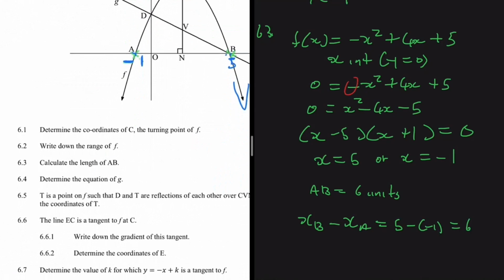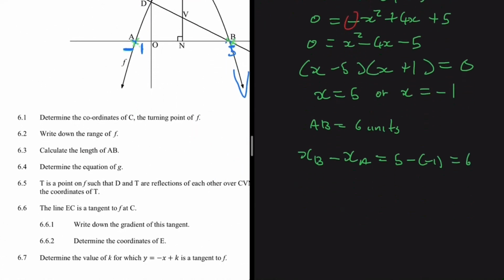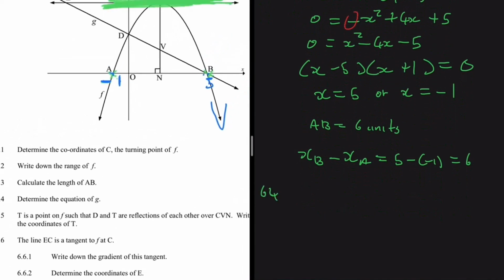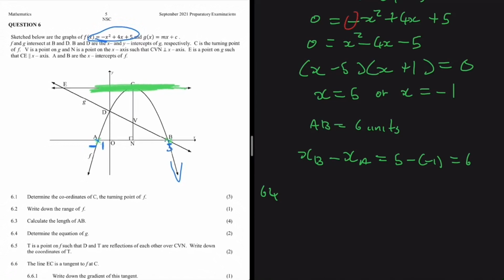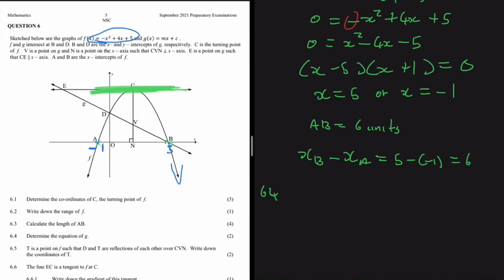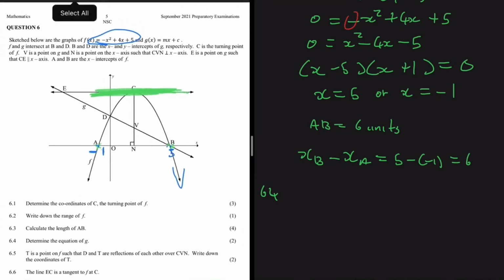And then now let's do 6.4. 6.4 says, let's determine the equation of G. G is a straight line that passes through D and B, right? Clearly. So to find an equation of G, since it's a straight line, we need y = mx + c. So we need to determine the gradient, and we need to determine c.